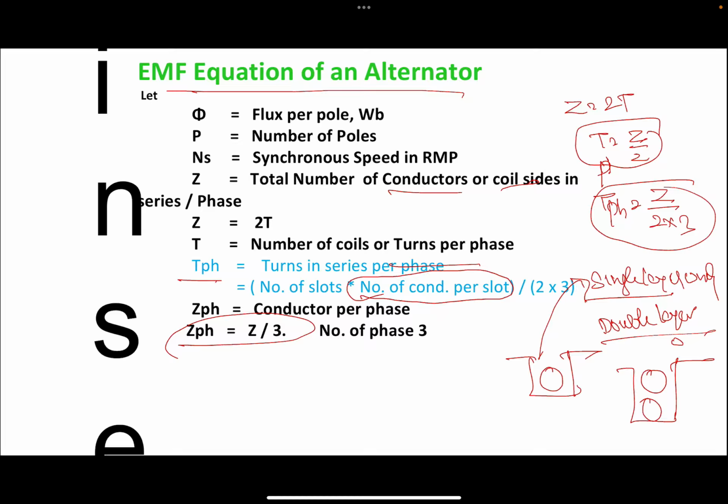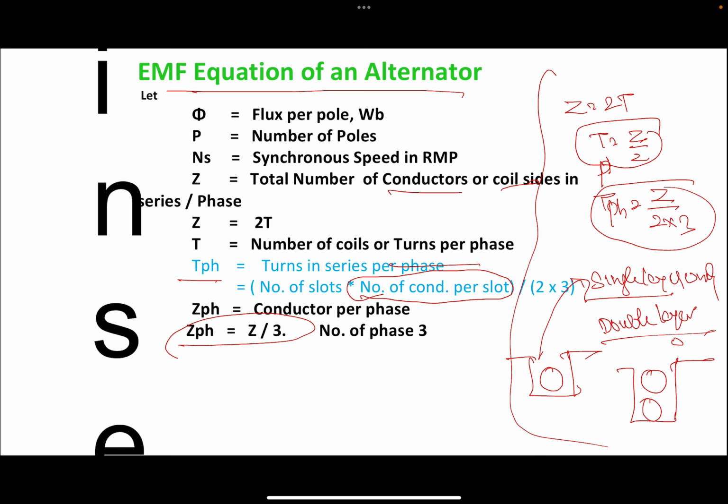It is twice. So this is the concept of number of slots into number of conductors by 2 by 3. Why am I discussing all this in detail? Because you have to use these concepts in the numericals. That's why I am stating it clearly. Nothing new is there. Whatever I have written, if you can read it, that will be more than sufficient here.